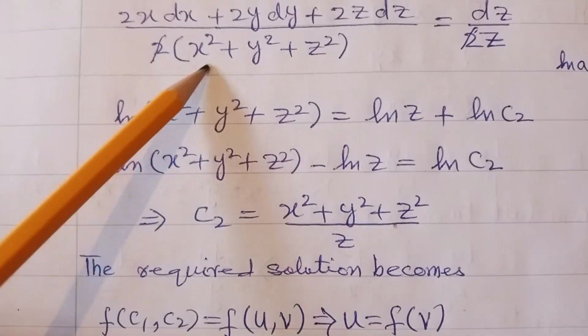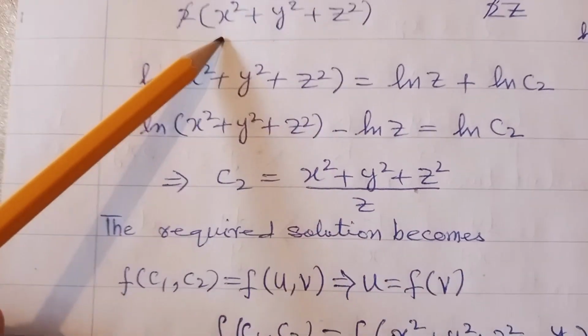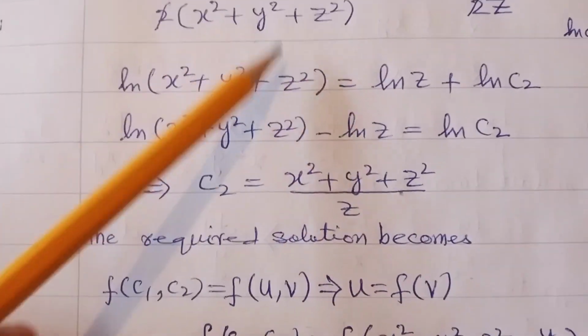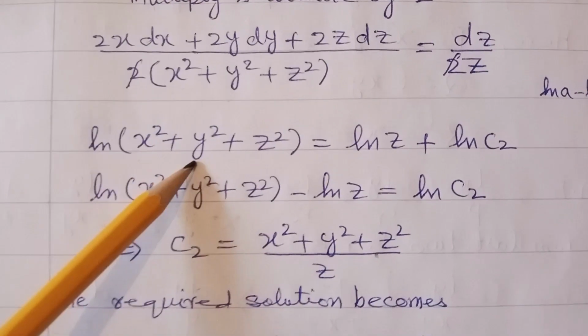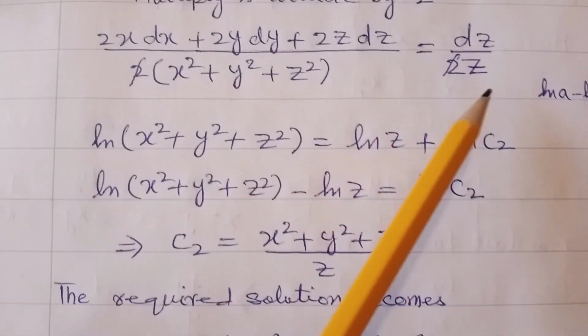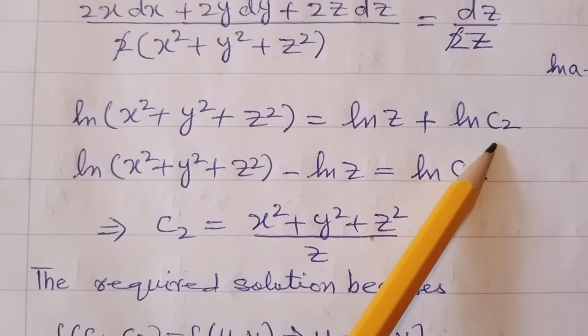So we have the complete function with its derivative, and you know that the integral of 1 upon x would be ln x, so the integral of this will be ln of this function, that is x square plus y square plus z square. Similarly, the integral of 1 upon z would be ln of z plus ln of c2.